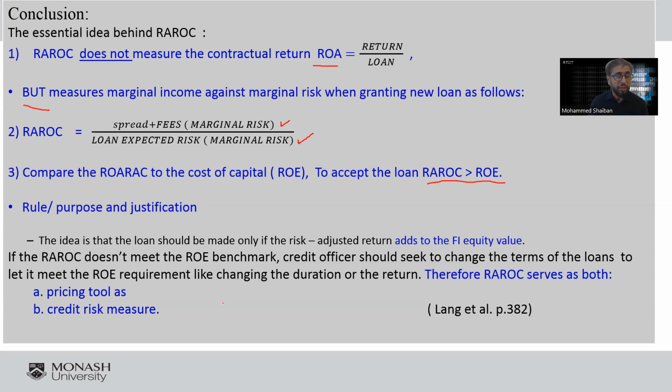Okay. Actually, the RORAC has special characteristics, which means it does two things. While other methods do only pricing or measurement, some of them do the measurement but don't do the pricing. This one does the pricing, which is the value of the RORAC, and by comparing the RORAC to the ROE, we do the benchmarking. So it does benchmarking and pricing at the same time.